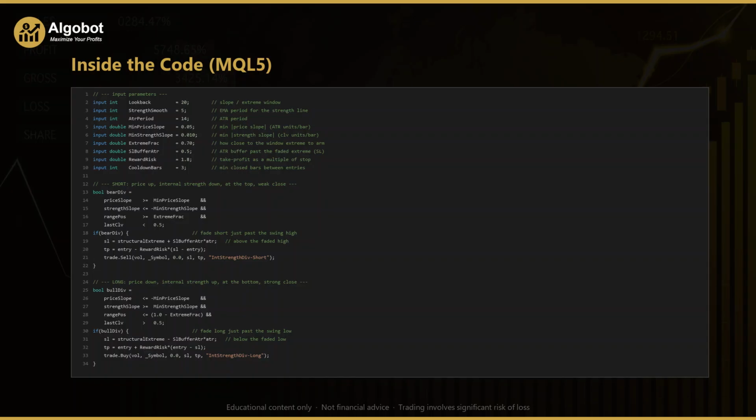When all are true, the stop is set above the faded high plus an ATR buffer. The take profit is placed at the reward to risk multiple of that distance, and trade.sell fires. The long block, Bull Div, mirrors it exactly.